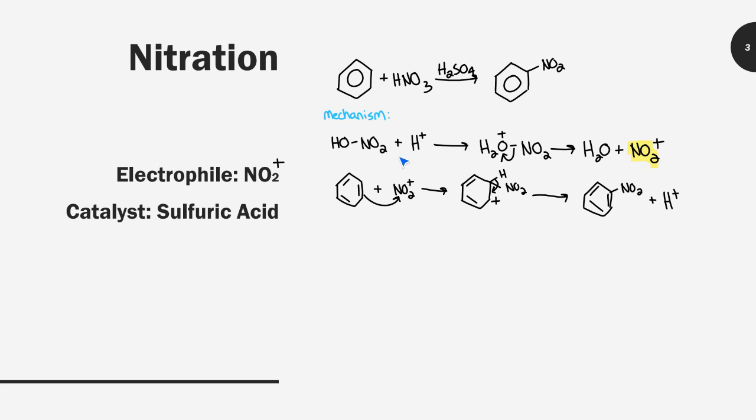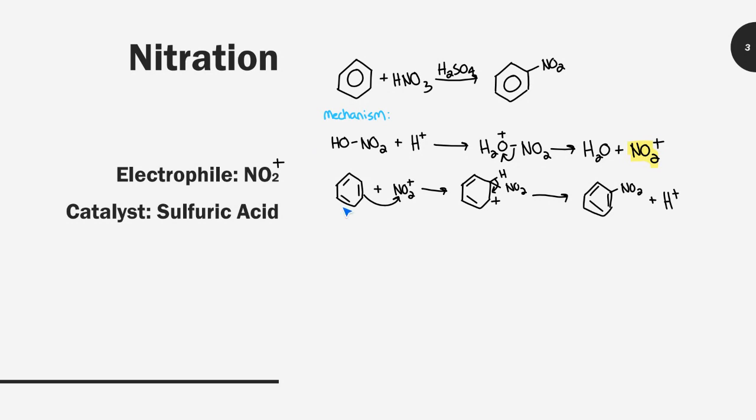This is nitric acid, and when sulfuric acid protonates this oxygen, it gives it a positive charge, which makes it a good leaving group. So this nitrogen-oxygen bond can then break and give you water and nitronium, which is your electrophile. Now that we have our electrophile, we can go through with the actual substitution with benzene.